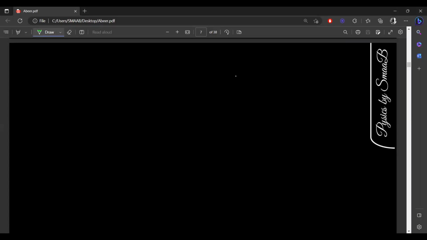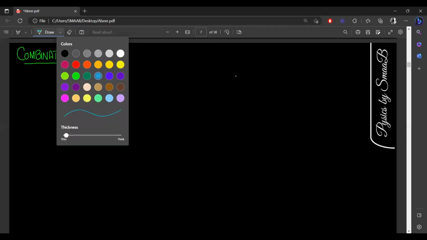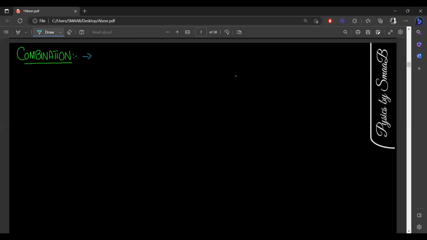Further, if we talk about the combination of resistors, you know that there are two types of combination. One is series and the other one is parallel combination, right? Yes. So we have two types of combination. One is series combination and the second one is parallel combination.